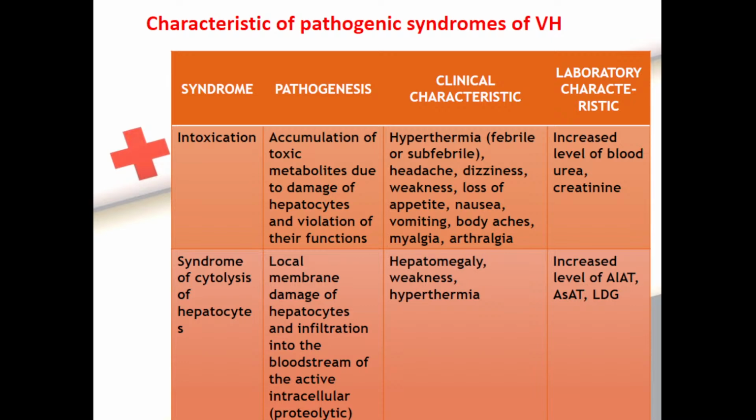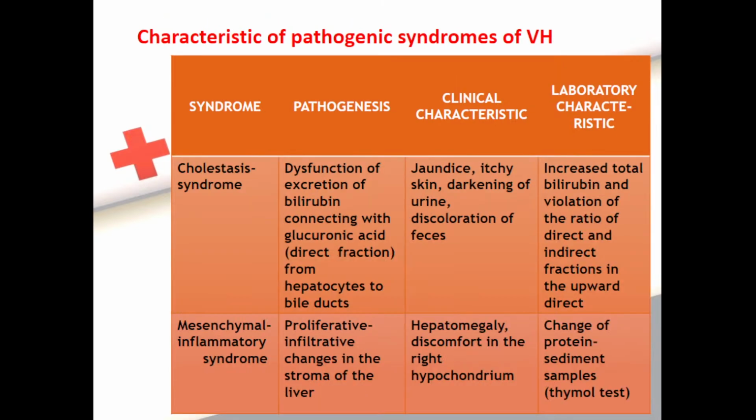Then the syndrome of cytolysis of hepatocytes. Pathogenesis: local membrane damage of hepatocytes and infiltration into the bloodstream of the active intracellular proteolytic enzymes. Clinically, it shows as hepatomegaly, weakness, and it causes increased levels of ALT, AST, and LDH.